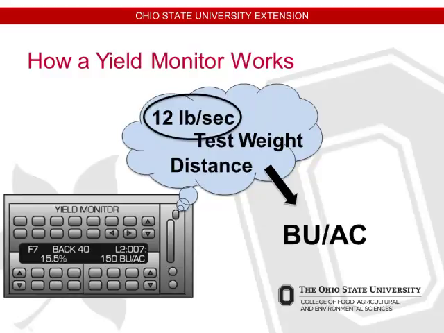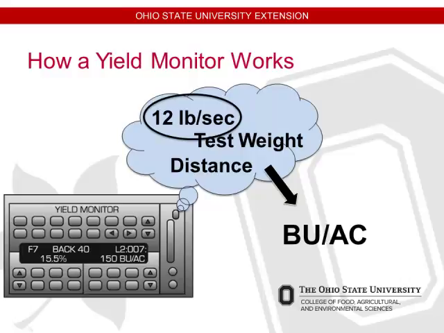So your yield monitor software takes into account that 12 pounds per second and other information like the test weight and the distance that the combine's traveled since the last time that it did this calculation. And it does some fancy math that's going to give you that number in bushels per acre that we really care about.